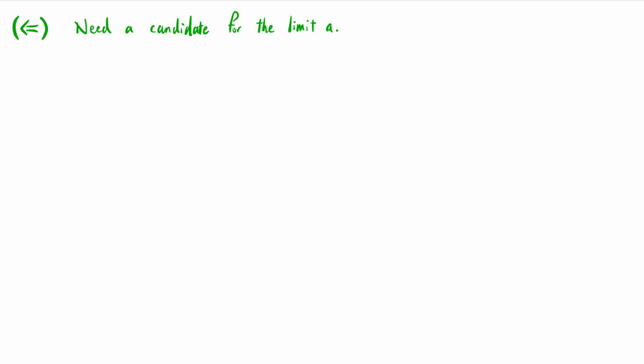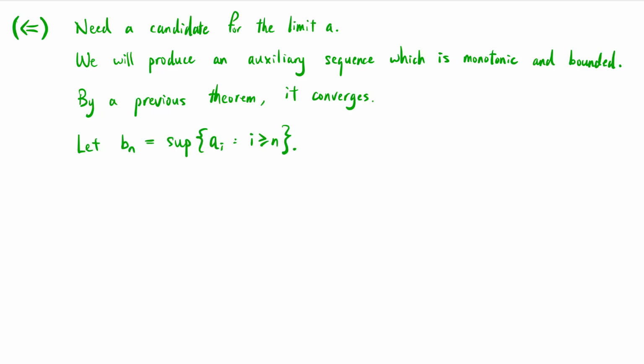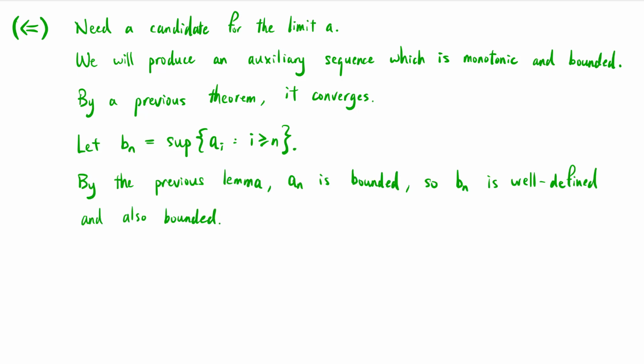Conversely, we have to show that if a sequence is Cauchy, it must be convergent. For this purpose, we need a candidate for the limit a. We will produce an auxiliary sequence which is monotonic and bounded. Then we know from a previous theorem that such a sequence must converge. We let Bn be the supremum of the set ai, where i is greater than or equal to n. Notice that using the previous lemma, because an is bounded, the supremum of an exists. So Bn is well defined and also bounded.